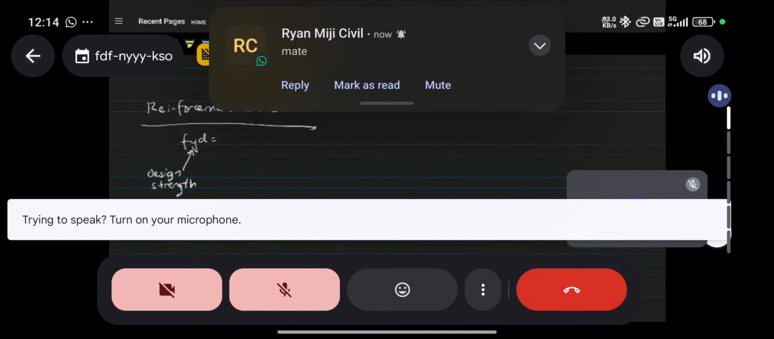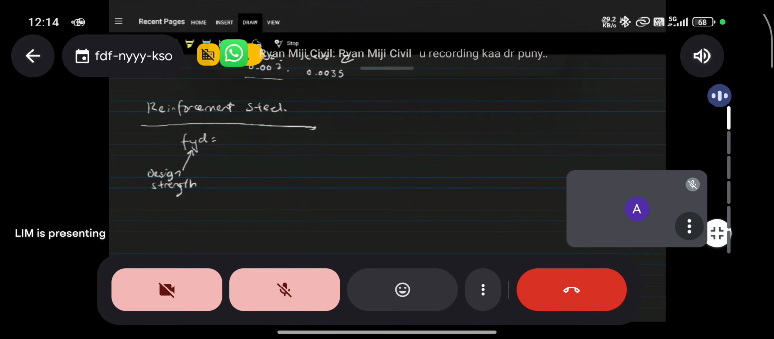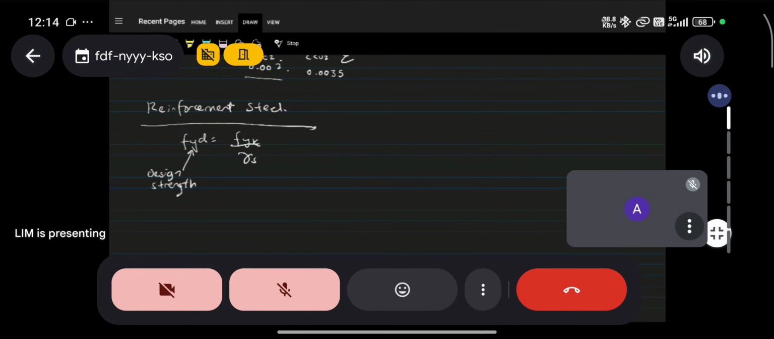Make sure you copy this down. If I'm going too fast, let me know, I will slow down. Make sure you copy this down because it's not in any slides that I'm going to provide you. So for reinforcement steel, the design strength FYD is FYK divided by gamma S. I talked about this last week as well. Gamma S, you still remember? This is the partial safety factor for steel, which is how much?